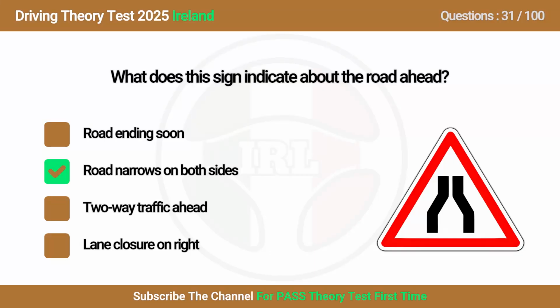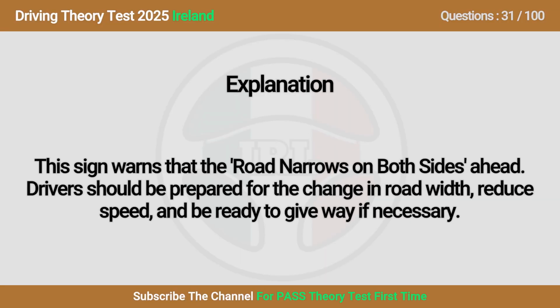Answer is B. Road narrows on both sides. This sign warns that the road narrows on both sides ahead. Drivers should be prepared for the change in road width, reduce speed, and be ready to give way if necessary.